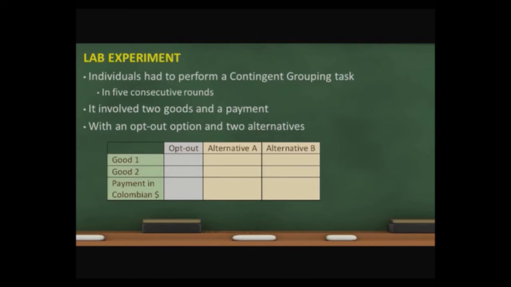It will look like that, the card choice. It will have good 1, good 2, and the payment in Colombian pesos. And then the status quo, opt out or do nothing, and 2 alternatives. I'll show you in a minute what's in there. So, quite a standard procedure.